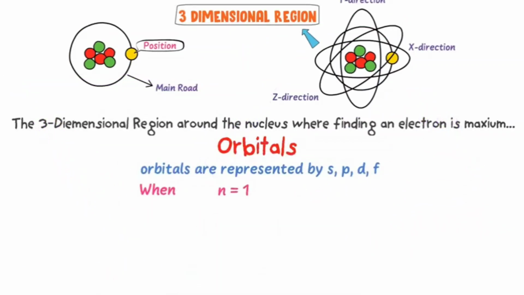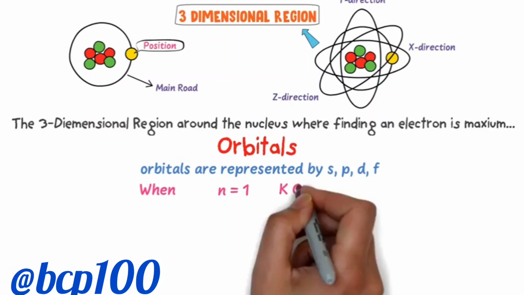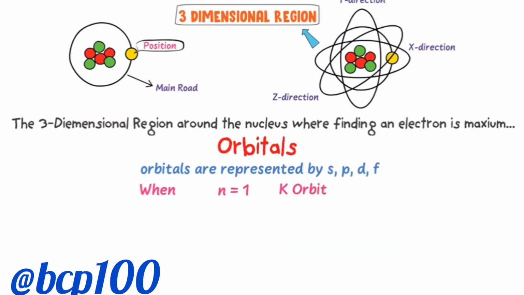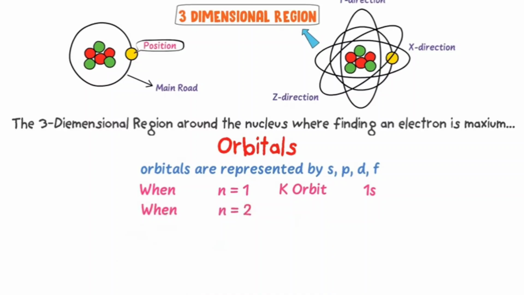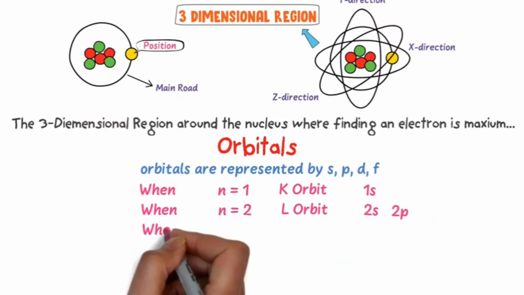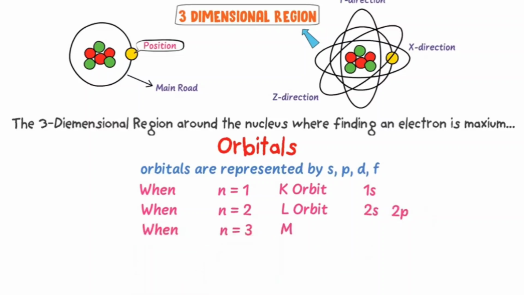Orbitals are represented by s, p, d, f. When n is equal to 1, it is K orbit and it has orbital 1s. When n is equal to 2, it is L orbit and it has two orbitals, 2s and 2p. When n is equal to 3, it is M orbit. It has three orbitals, 3s, 3p and 3d.